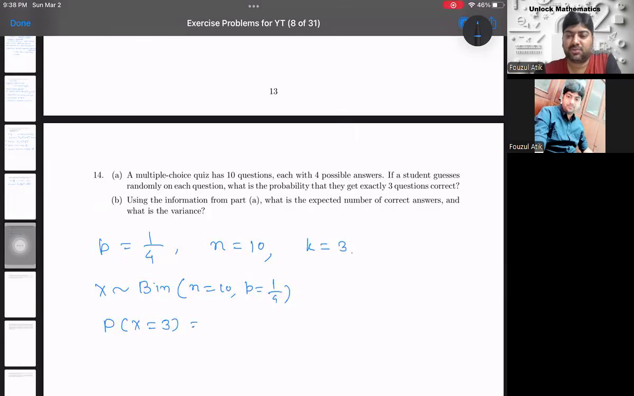We have already done this kind of problem, so I'm not going into the detail. I hope you got the answer. You can easily get the answer. You will get this value after putting in the formula. Now look at the second question.